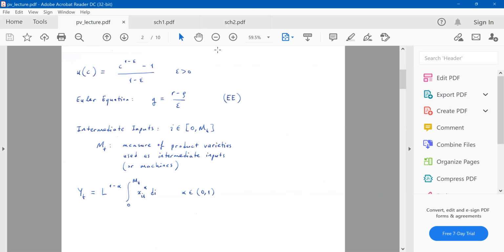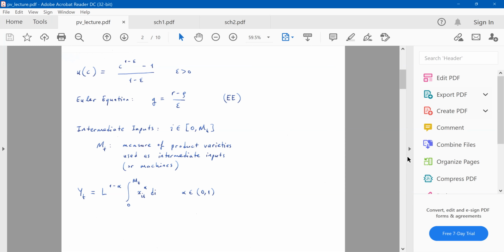Okay. Now in this model, growth will occur through the growing number of product varieties. Okay. So what are these products? Well, we assume that there are some number of machines that the firms use as intermediate inputs. Okay, so there is this M_t number. So this is the measure of these machines. Okay, and there is this aggregate production function, the one that you see here.